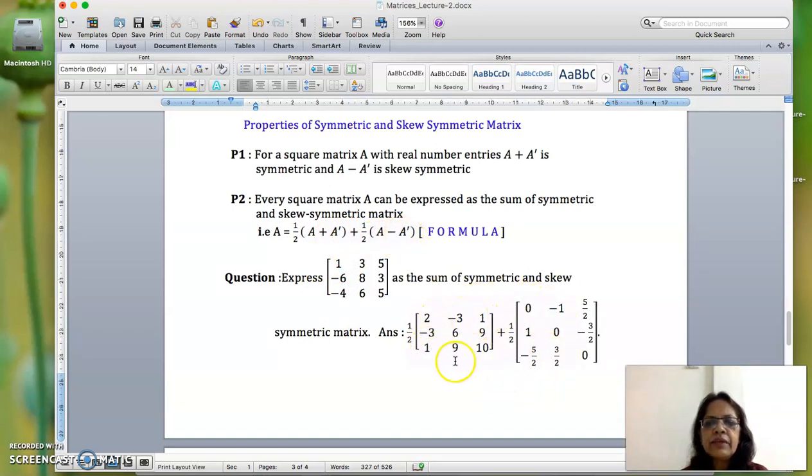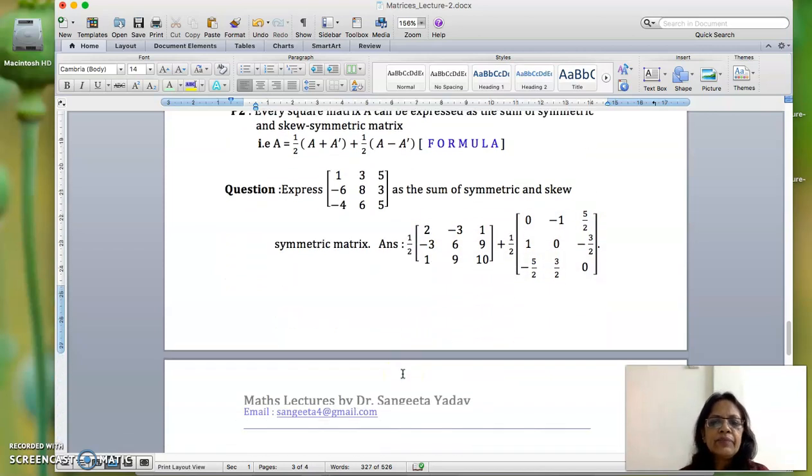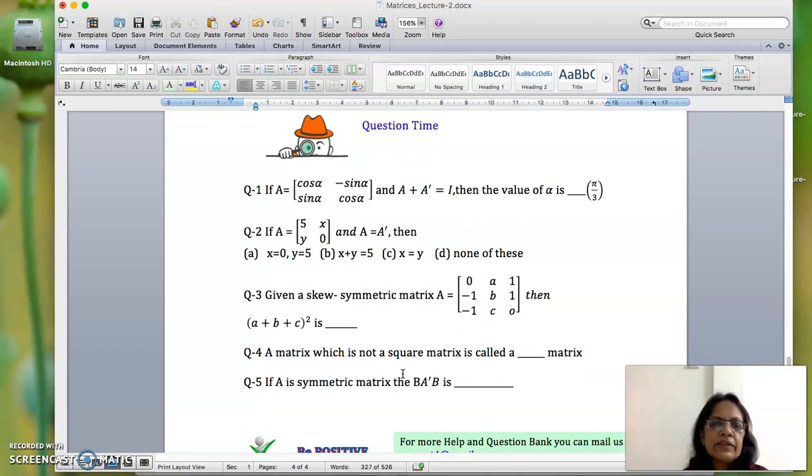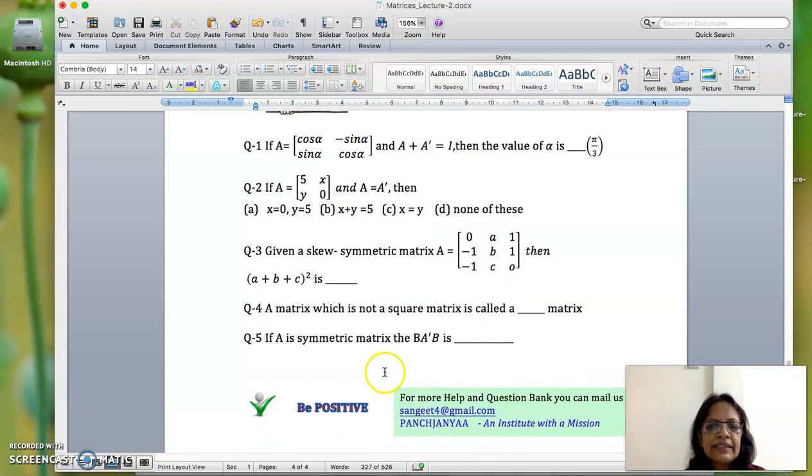You notice this? I already told you what the technique is for symmetric. Skew symmetric, diagonal elements are 0. So this will be the result. It's a very simple scoring question. Do it. Then I'm leaving you with some questions. You can try them out. The answers will be discussed in the next session.